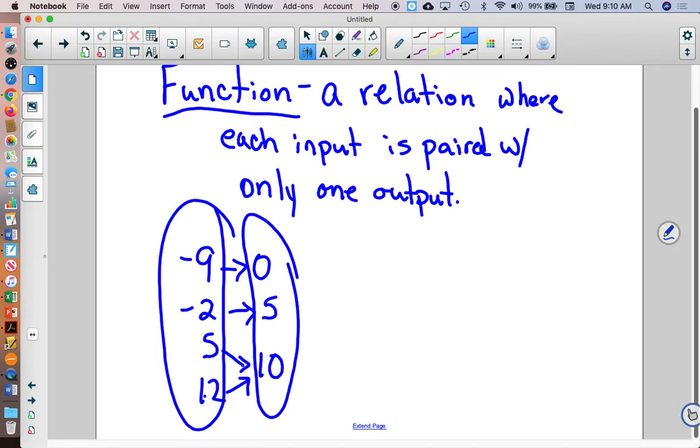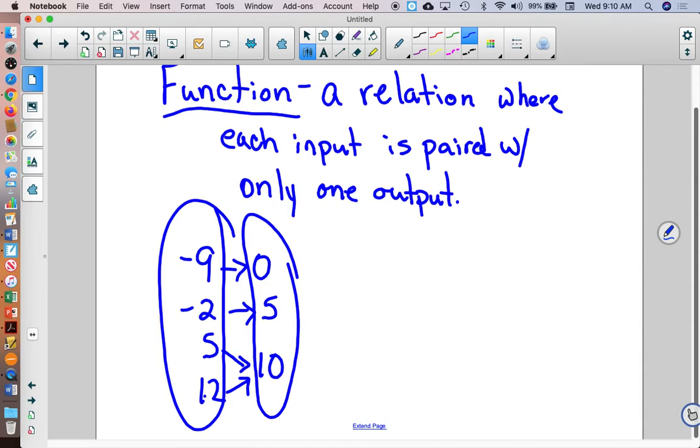Yes, ma'am. Whenever you draw a vertical line through it, if there are two points on the line, it doesn't pass. But a function will pass a vertical line test. You're correct.